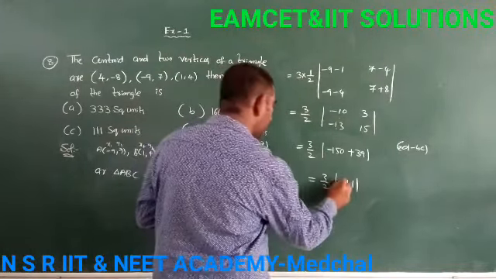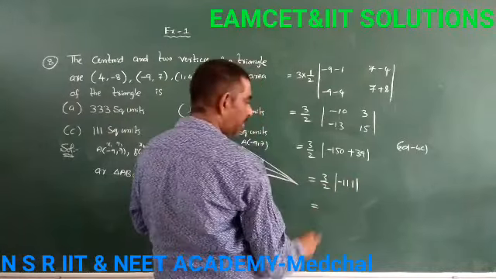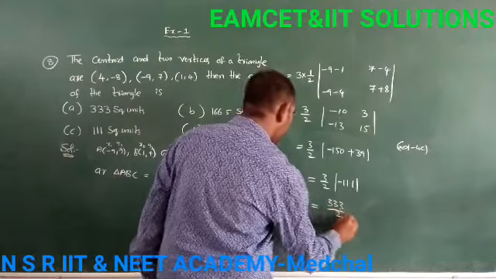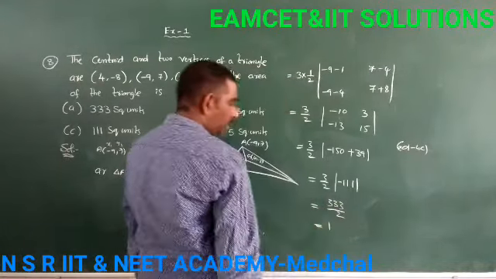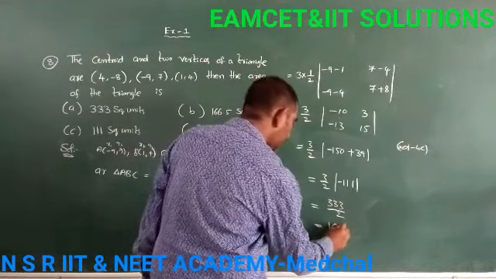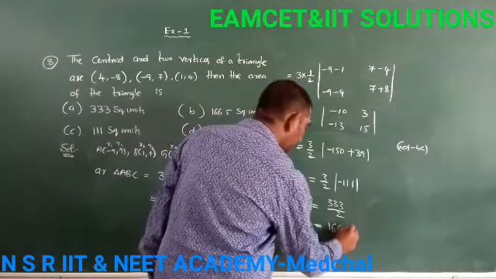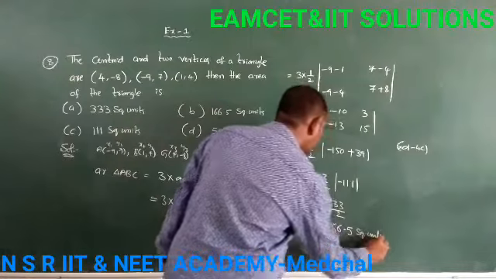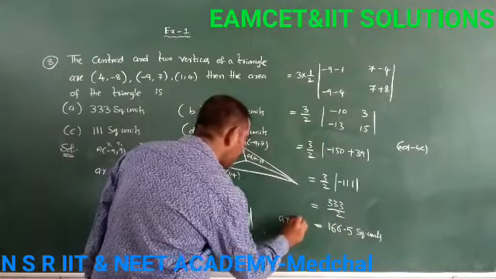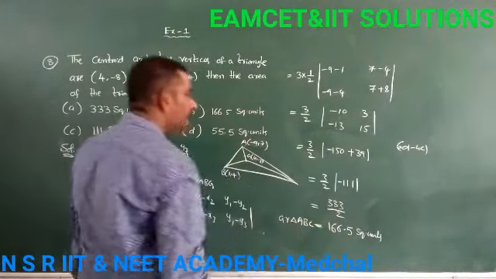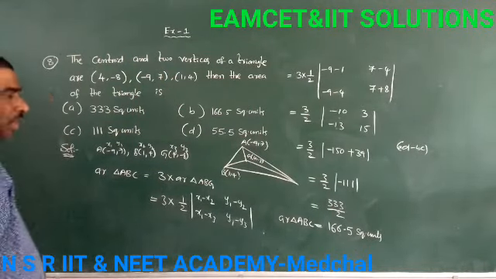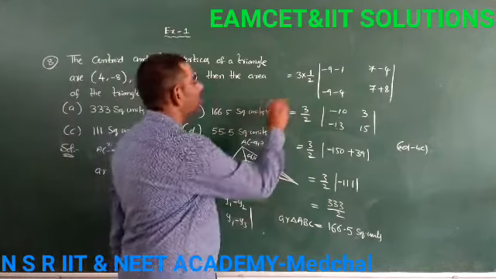So mod of minus 111 is 111. 111 into 3 we get 333 by 2. Cancel this one: 2 1s are 2, 2 6s are 12, 2 6s are 12. Take it as point 166.5 square units. So this is the area of triangle ABC. So the area of the triangle ABC is equal to 166.5 square units. So our answer is B.